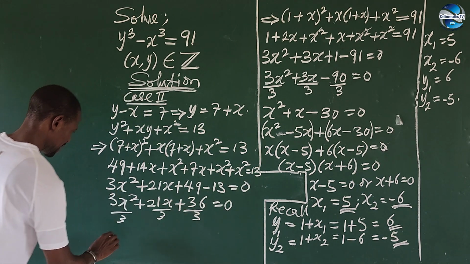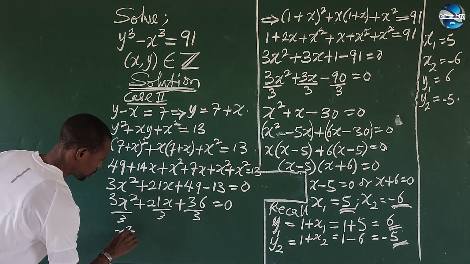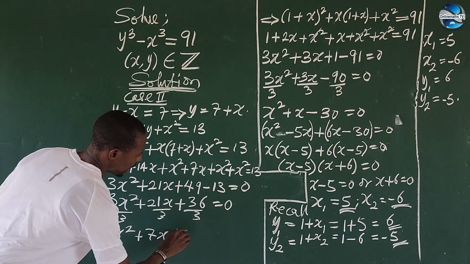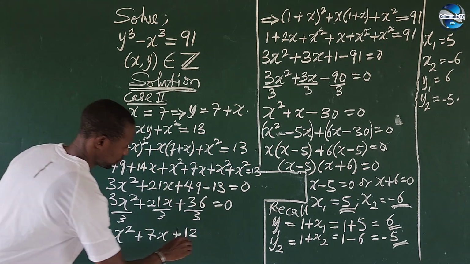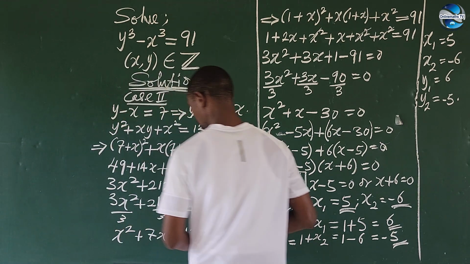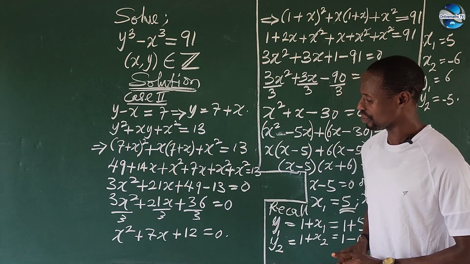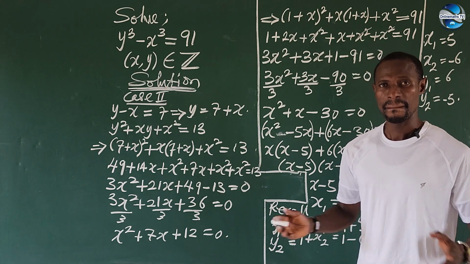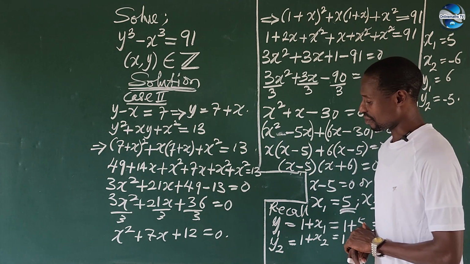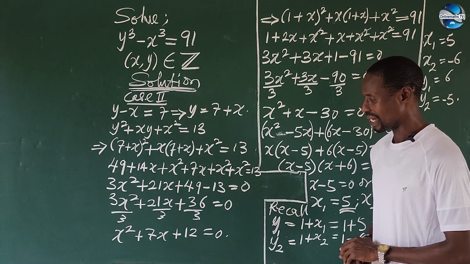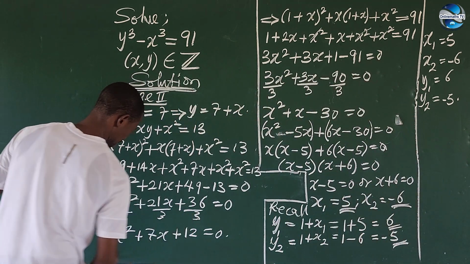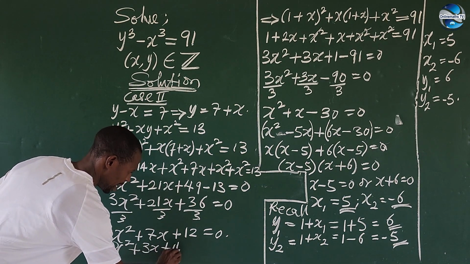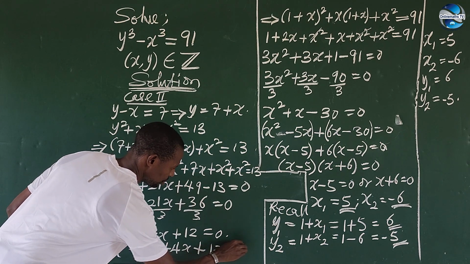will give us 0. So automatically, we'll have x squared, then plus 7x, then plus 12 equal to 0. This is another quadratic equation. So let's look for two numbers that when we multiply together will give us plus 12, and their addition will give us plus 7. From the factors of 12, we're going to have 4 and 3. So we can rewrite this middle term as x to the power of 2, plus 3x plus 4x plus 12 equal to 0.